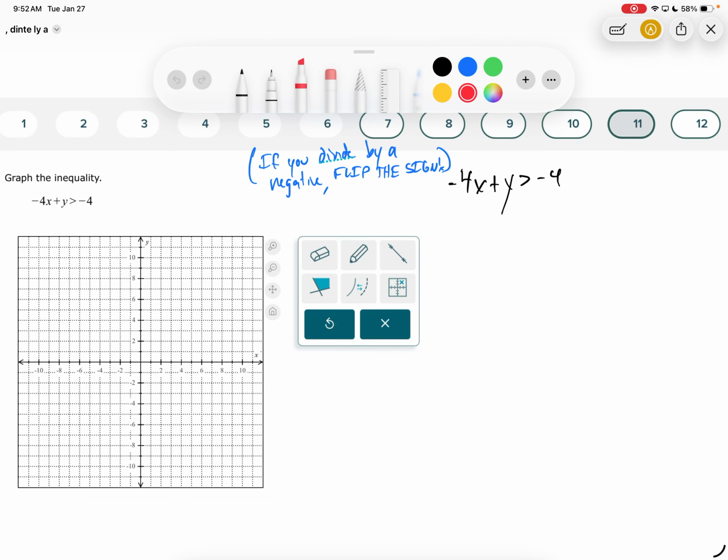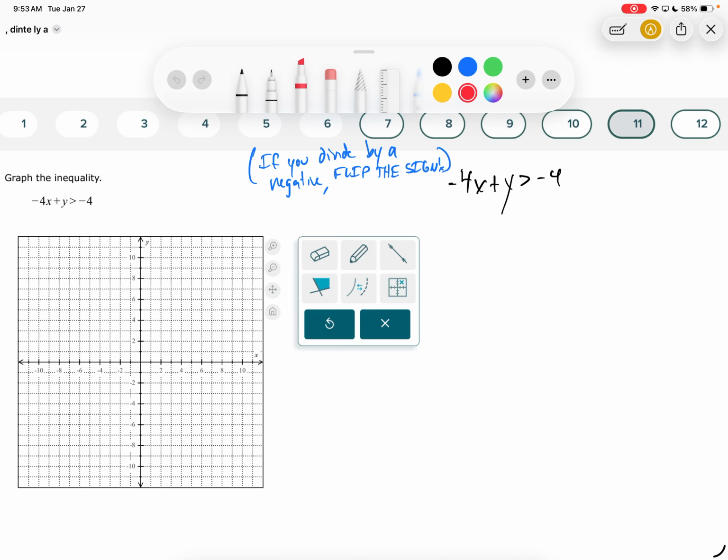Next one, I left my note there from last class, but you have -4x plus y is greater than -4. So we want to put it in y equals mx plus b. Be careful though, because anytime you divide by a negative, you have to flip the sign, okay? That's the one algebra difference between solving it like an equal sign.